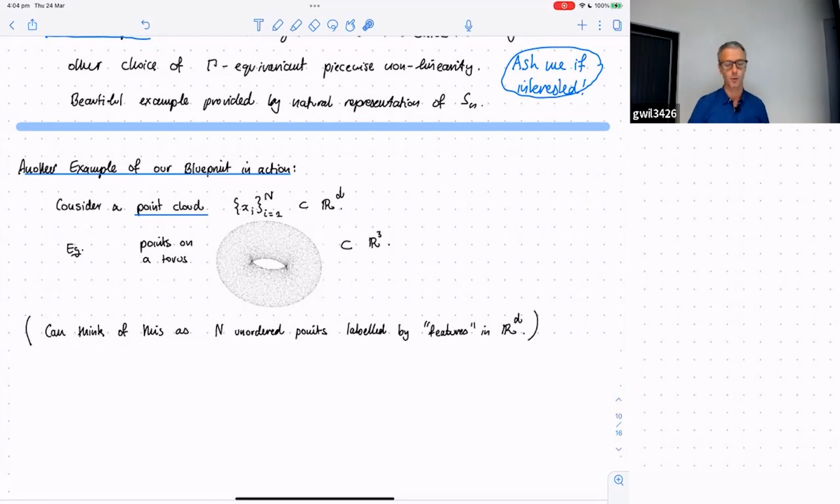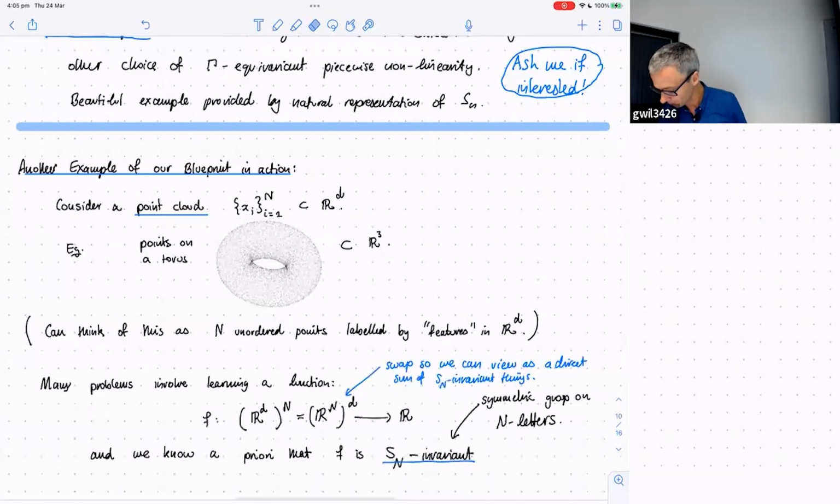And this is related to a very interesting subject called persistent homology, which I know next to nothing about. Okay, but we have a point cloud, and we want to make a prediction based on this point cloud. So this is an equivariant prediction task. Here we have R^d to the N, so here are our N different points. And we want to learn some function, like, is there a big hole in this data or something like that?